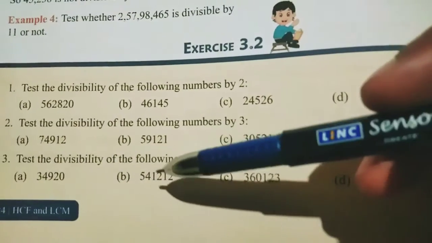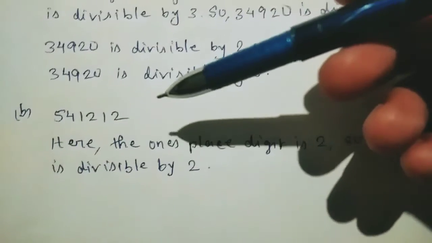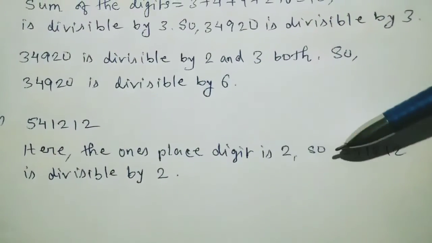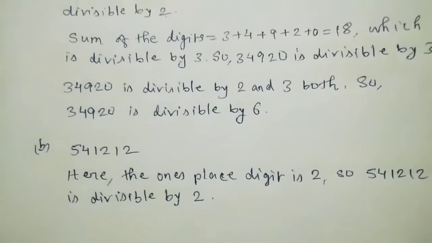So next, B number, 541212. Here in question number B, 541212, the ones place digit is 2. So 541212 is divisible by 2. Okay, right? Now we'll check by 3.